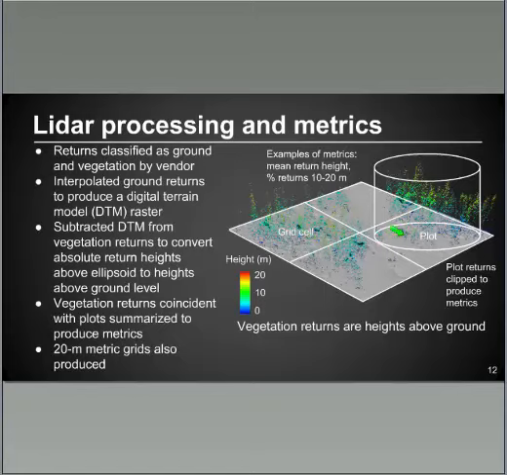So the plots will form our model units to develop a model relating our inventory data measured on the ground to the LiDAR data binned within this plot. And then once we can develop a model across all of our inventory plots in the landscape, we can then apply the model to all of these gridded cells to form a predicted map.